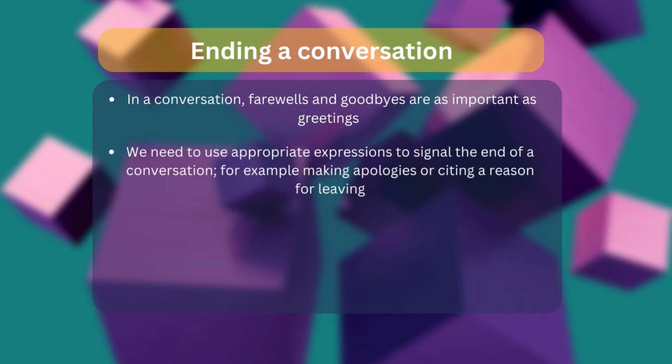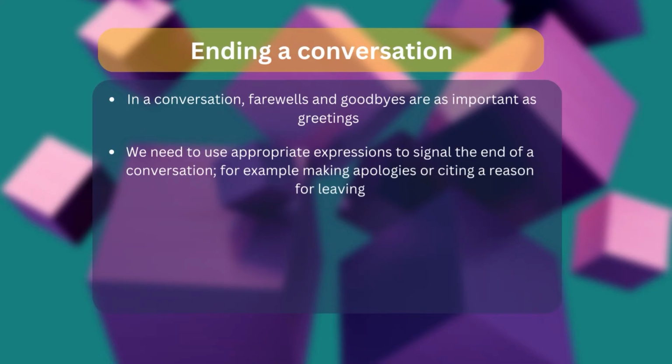So, when we have to leave, we will apologize, we will excuse ourselves, saying, I have a train at 5:30 and I have to leave, or I have a meeting and I have to leave. So we make apologies, we cite a reason for leaving the room, leaving the hall, right? That is how we end the conversation.